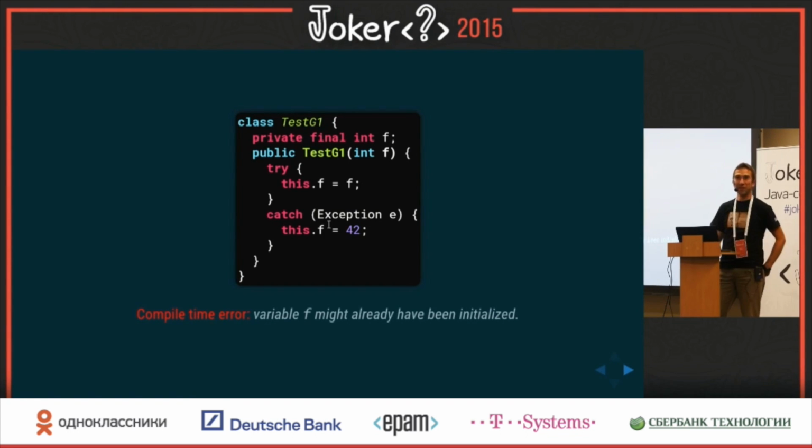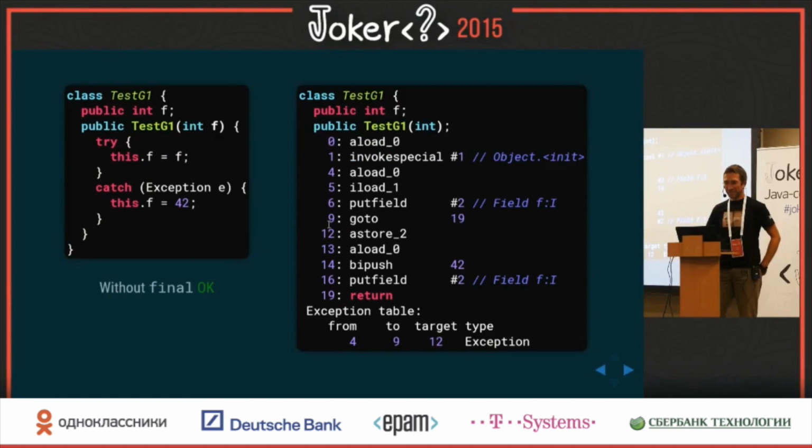It's the same with finally. You cannot fix it. So if we look at this code, there is no final here now, right? It's just an instance variable, and we can initialize it in the try block, and if something should happen, we give it another value in the exception block. So this is perfectly fine.